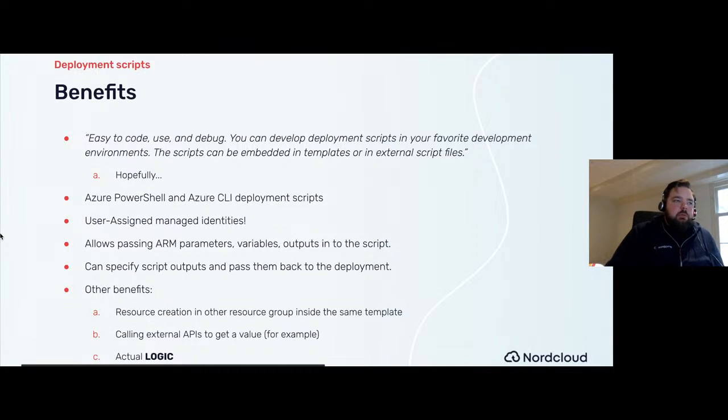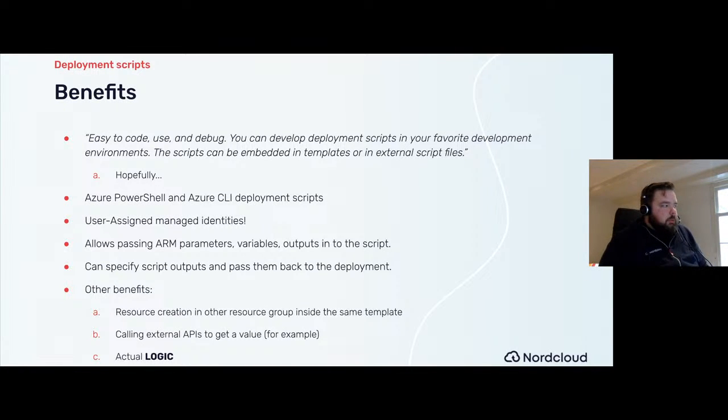As I mentioned, user-assigned managed identities, which is always a good thing. But what is maybe the revolutionizing thing is passing, for example, ARM template parameters, variables, or deployment outputs to these deployment scripts, and vice versa. If you do a deployment script and you want it to have an output that you want to use in your ARM template, you can do that, which is awesome. In a word, it's really handy. It works like a dream, and it made our previous project a lot more comfortable.